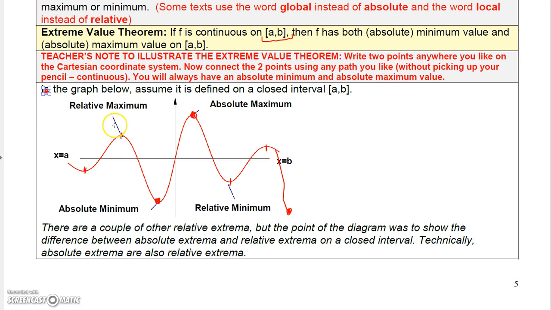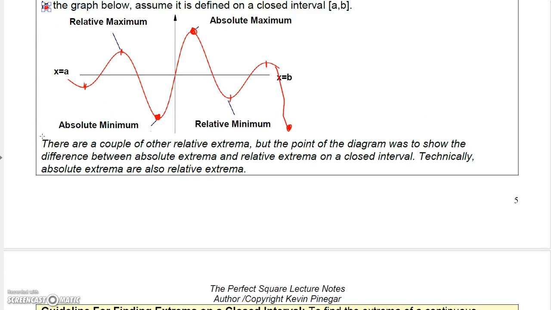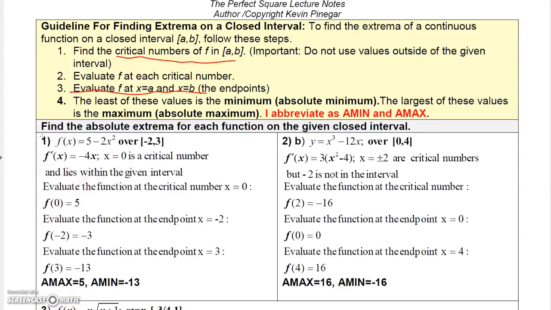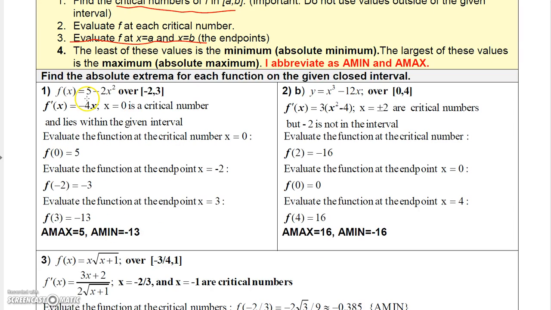So not only do you have to check the critical numbers over the closed interval, you also have to check the endpoints of the closed interval. And then whichever values give you the largest number, that largest number is the absolute maximum, and the smallest of those is the absolute minimum. So let's take a look at how we can solve some examples.